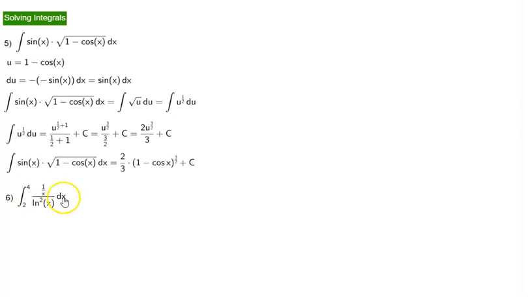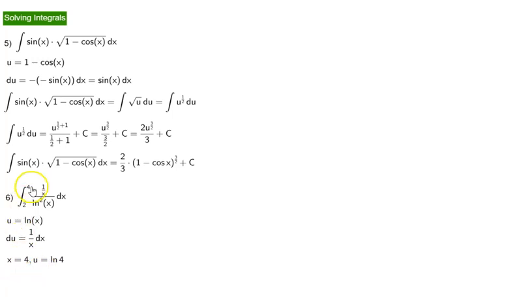Now we have a definite integral. Integral from 2 to 4 of 1 by x divided by natural log square of x dx. So let's take u is equal to natural log of x. Why? Because we know that the derivative of natural log of x is 1 by x, which is there in the numerator. So du is equal to 1 by x dx, and now that we have this as a definite integral, we have to change the limits as well.